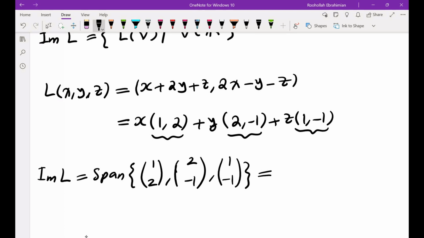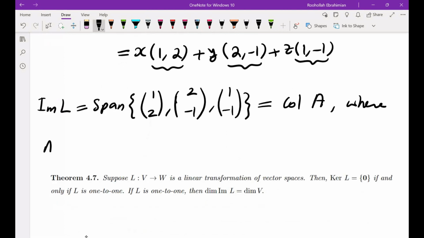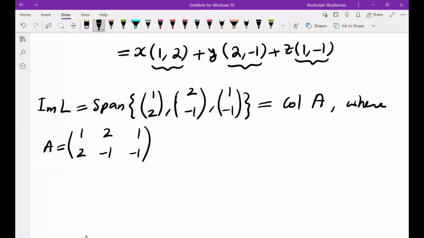And this, if you recall, is called the column space of A, where A is exactly the matrix that we started with: 1, 2, 2, -1, 1, -1. Now, how do we find the column space of a matrix? We found the reduced echelon form, or just any echelon form, and the number of pivots told us the dimension, and then we could go back and look at the original matrix, and those would give you a basis.